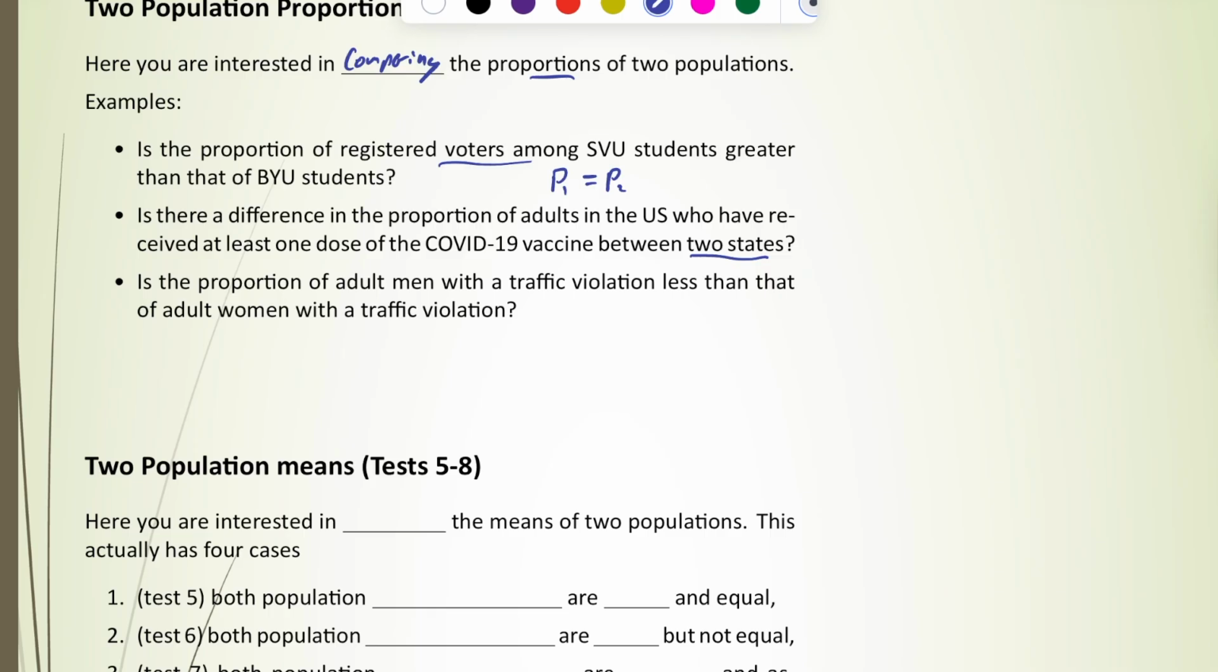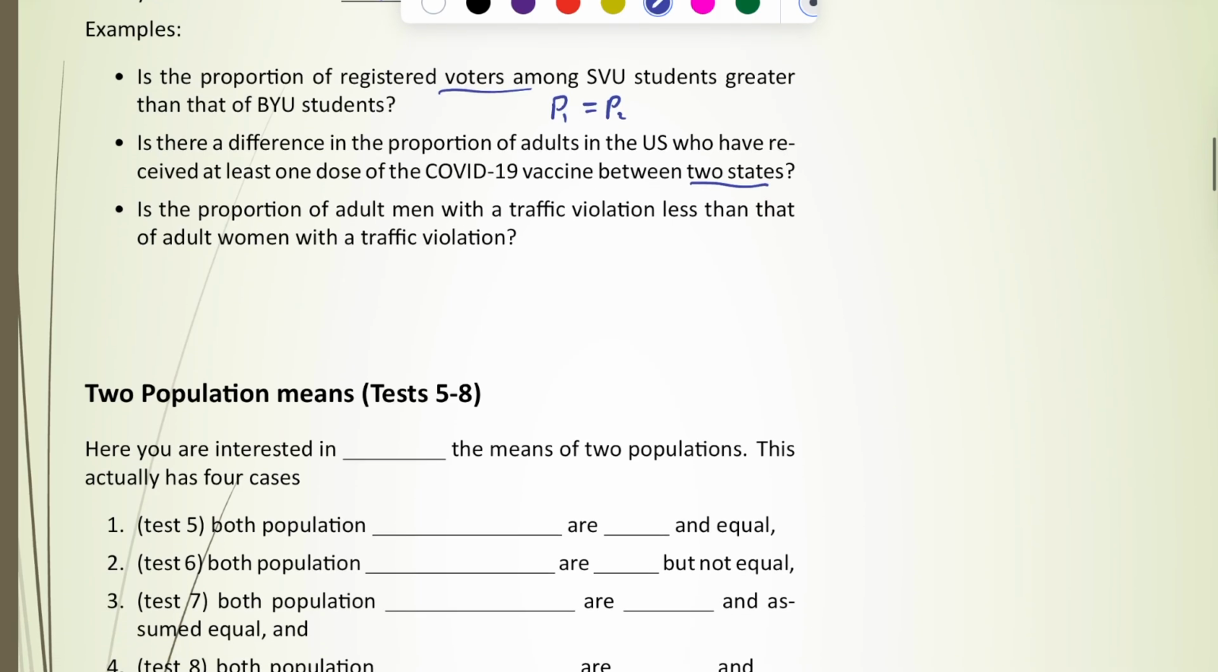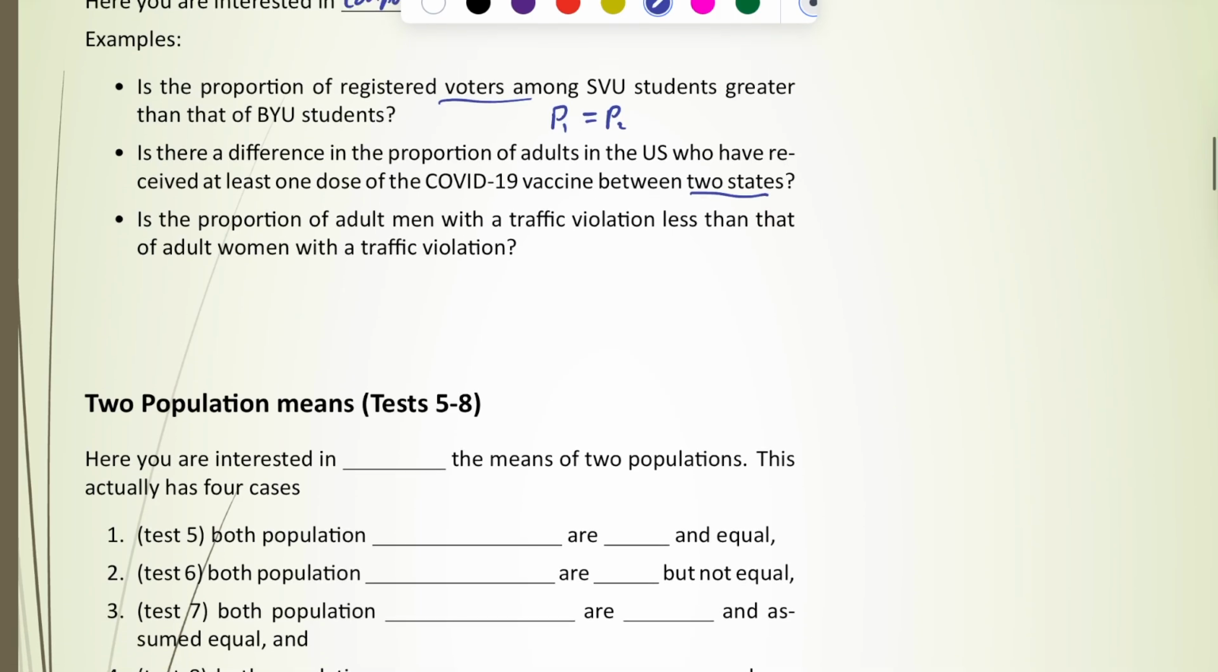You could think, that if you wanted to test the effectiveness of messaging, then you could test to see whether 2 different states had 2 very different types of messaging. Did it make a difference? And so you could test whether one state has a higher vaccination than the other. You could do that using this hypothesis test.